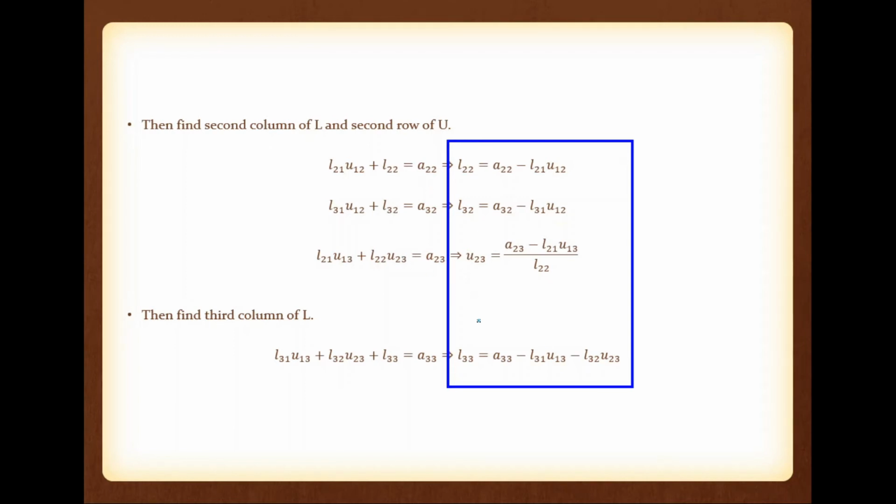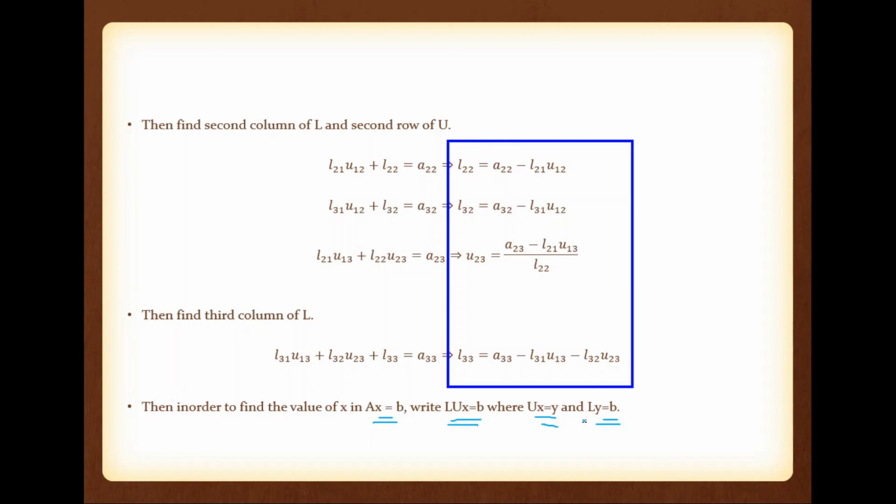So I told you AX is equal to B, where A is split into LU. So what can we write? AX equal to B, so we can write LUX is equal to B. We can replace this UX with Y. So we can write LY equal to B. Why? Because UX is replaced with Y.